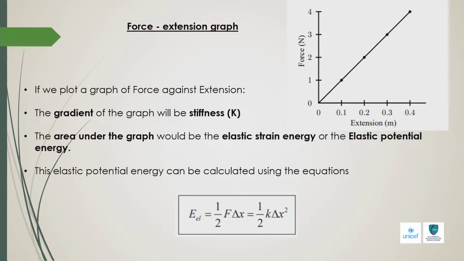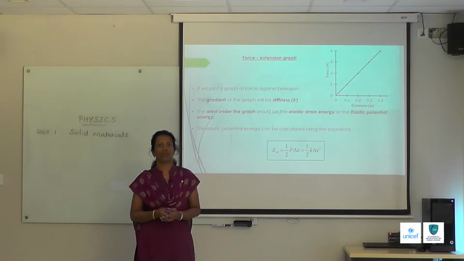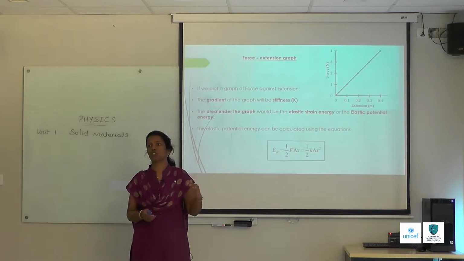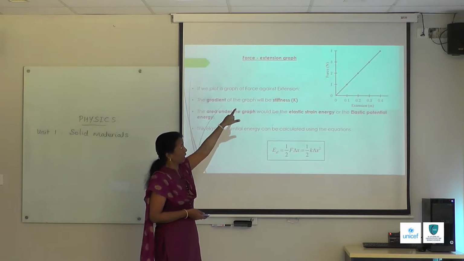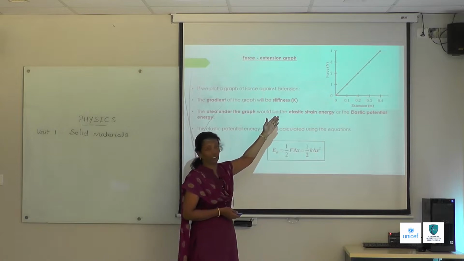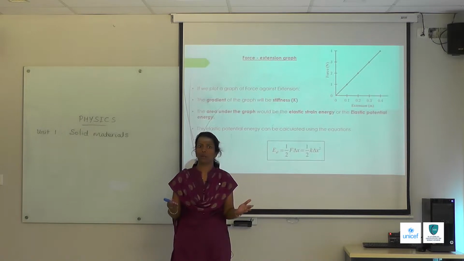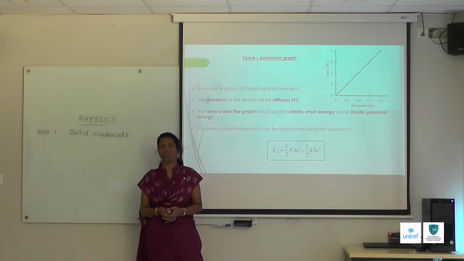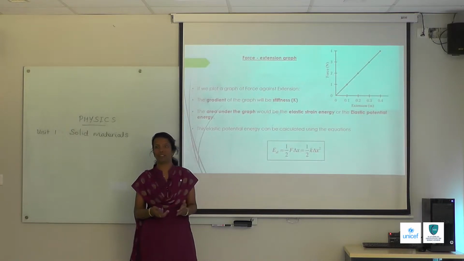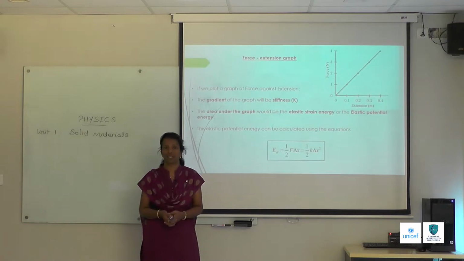So what is this limit of proportionality? It's a point up to which force is directly proportional to extension. Or in other words, it's a point beyond which force is no longer proportional to extension. If you draw a graph of force against extension, it is a perfect straight line passing through the origin. How do you determine the stiffness from this graph? It is the gradient of the graph, because gradient is y by x, here it is F divided by x. So the gradient of the graph indicates the stiffness.